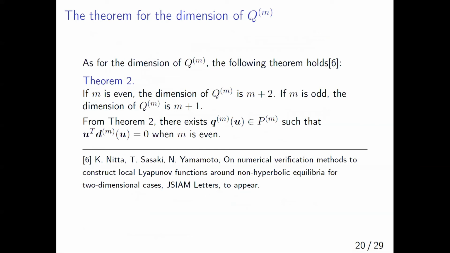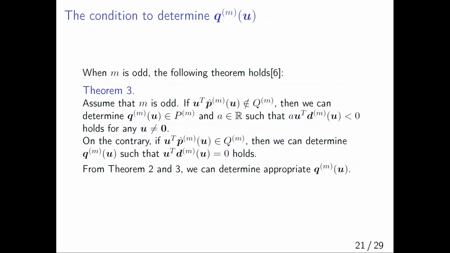As for the dimension of Qm, the following theorem holds. From this theorem, there exists Qm such that U transpose Dm equals 0 when m is even. On the other hand, when m is odd, the following theorem holds. From theorems 2 and 3, we can determine appropriate Qm.